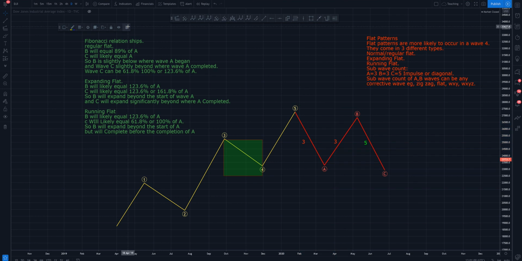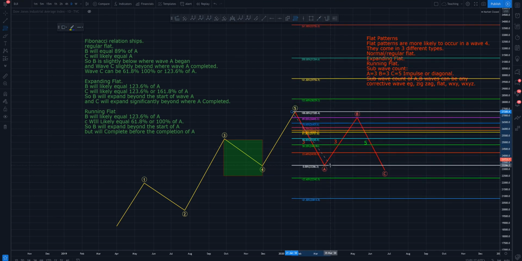Now, let's move on and have a look at our expanding flat pattern. In this scenario, B will likely equal 123.6% the length of A. So, we can get our Fibonacci retracement tool, pick out the start of our wave A to the bottom of our wave A, and we can see the 123.6% extension here. If this isn't already on your Fibonacci tool on TradingView, I suggest that you program it to put it on.